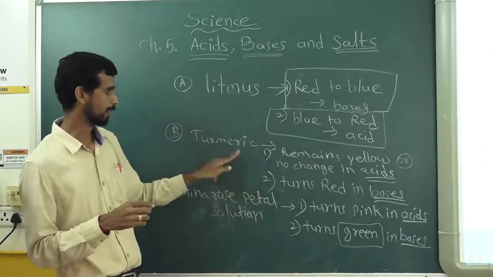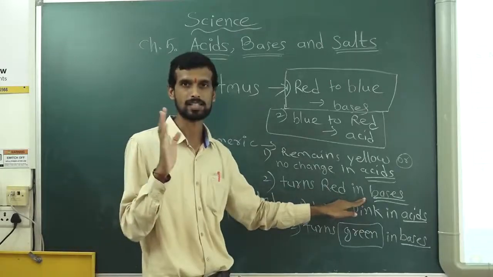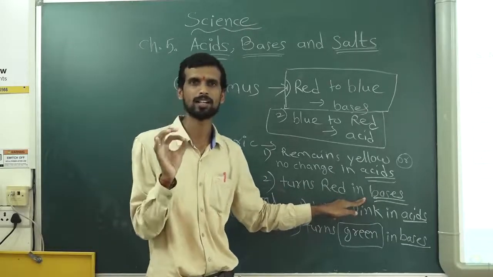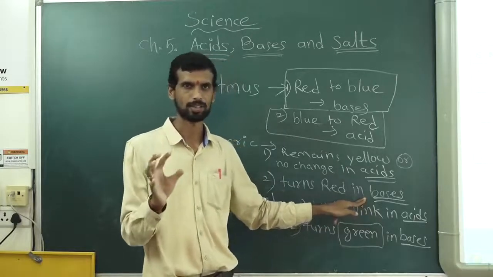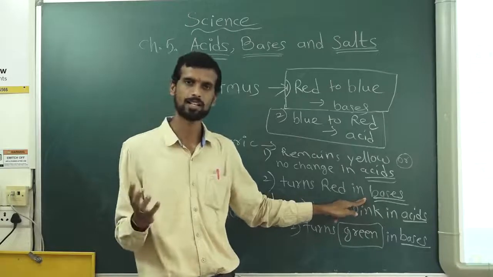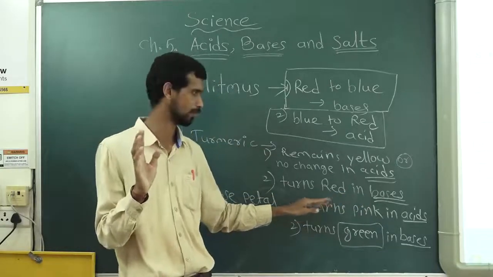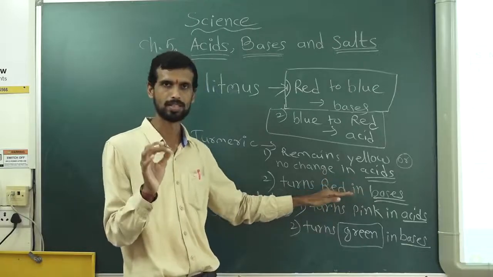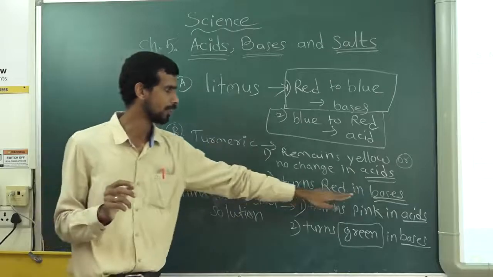So in turmeric, what happens? It turns red in bases. You can make nice art in your textbook. There is one activity there, right? So you can make a nice art with the help of turmeric and with the help of your washing soap or bathing soap. That is base. Okay, bathing soap, washing soap, they contain base. So turmeric turns red in bases.